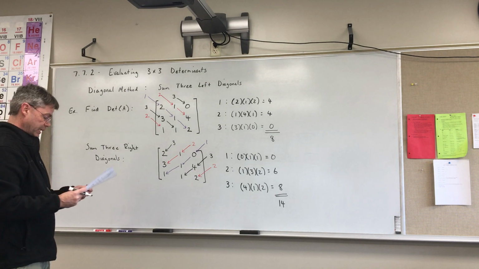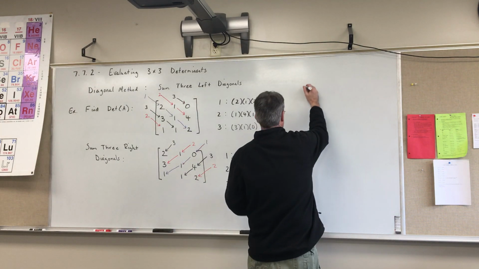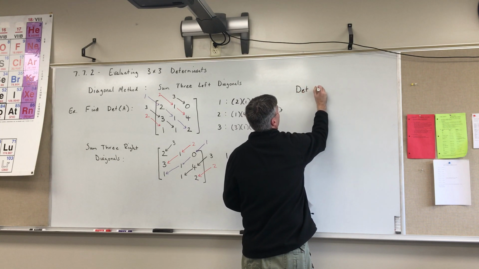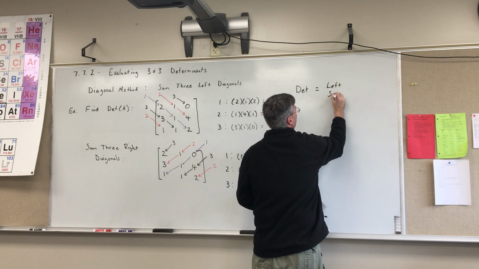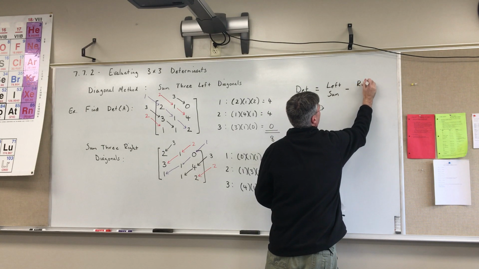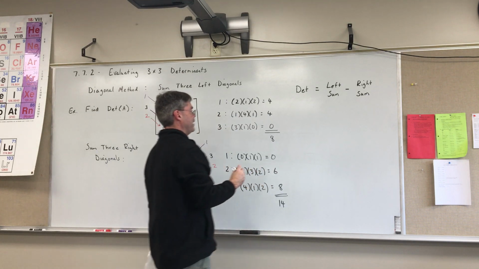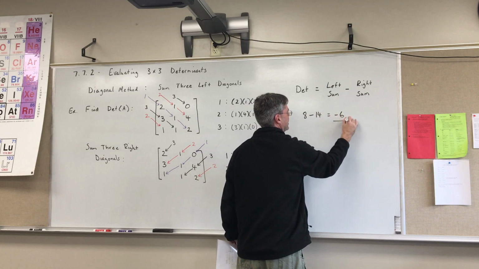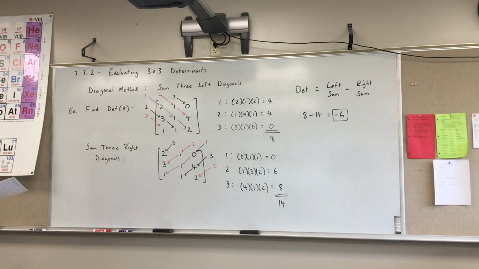All right, so to get the determinant of this matrix, you're going to take the left sum. Let's write this here. Determinant is equal to the left sum minus the right sum. Left sum minus right sum. So 8 minus 14 is going to be negative 6. All right, so that is the diagonal method.